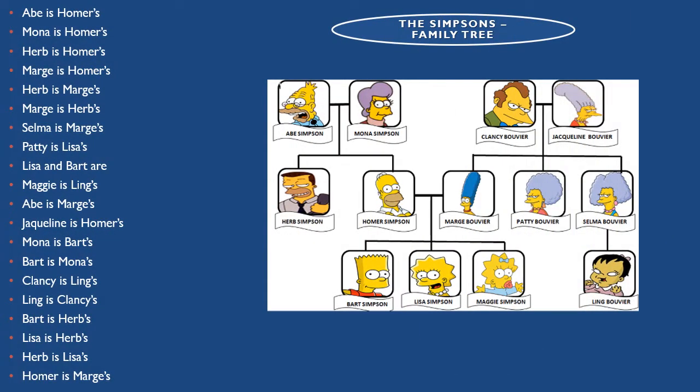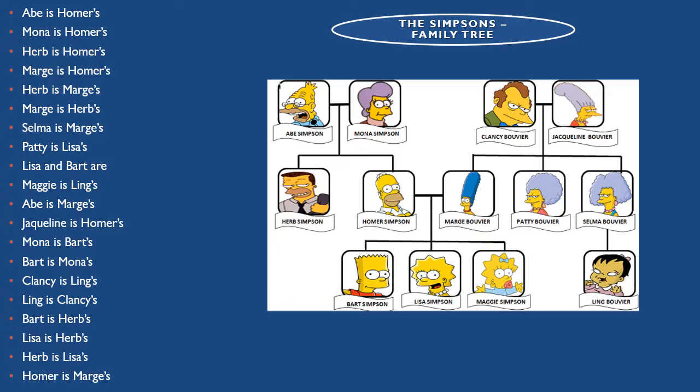This is the Simpsons family tree. Here we have the members, so let's meet them. Here the first one we have Abe Simpson and Mona Simpson. They were married and they had 2 children, Herb Simpson and Homer Simpson. Then we have Homer Simpson and Marge Bouvier. They got married and had 3 children, Bart Simpson, Lisa Simpson, and Maggie Simpson.